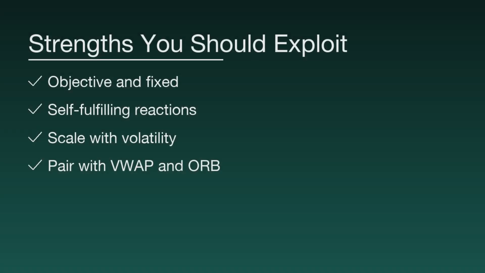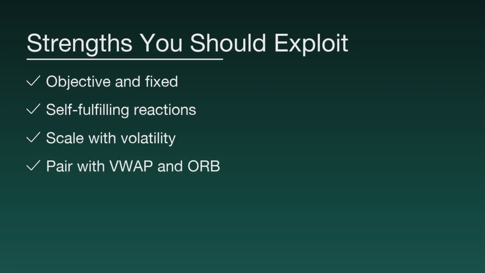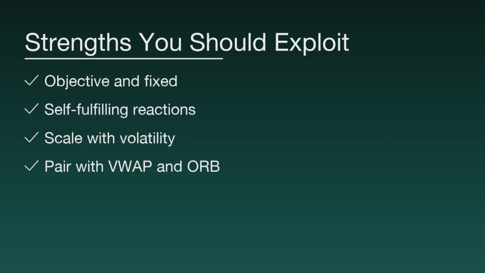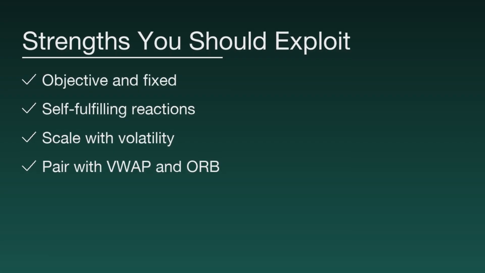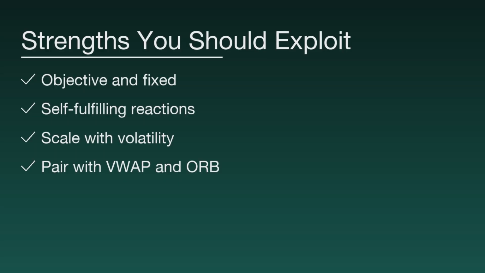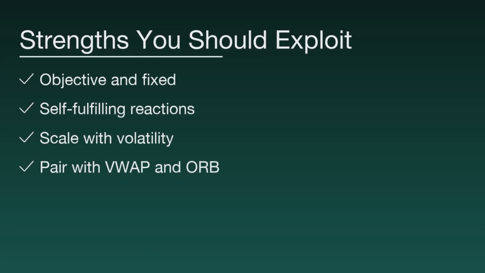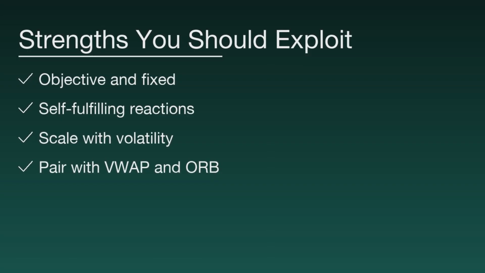Pivots are objective and forward-looking. Every trader using the same formula sees the same levels, which creates self-fulfilling reactions. They're computed once and remain fixed all session, so you're not chasing a redrawing indicator. They scale automatically with volatility because yesterday's range is baked in, and they pair naturally with the opening range, VWAP, and prior day high and low.